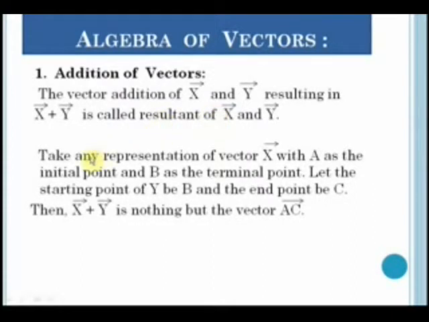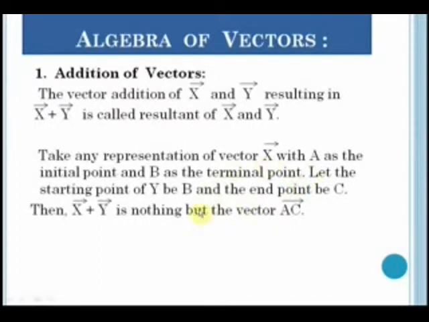What we do is, we take any representation of vector x with A as the initial point and B as the terminal point. So we draw any vector x with A as initial point and let us say that B is its terminal point. Let us say that y is the other vector which we need to add to vector x.